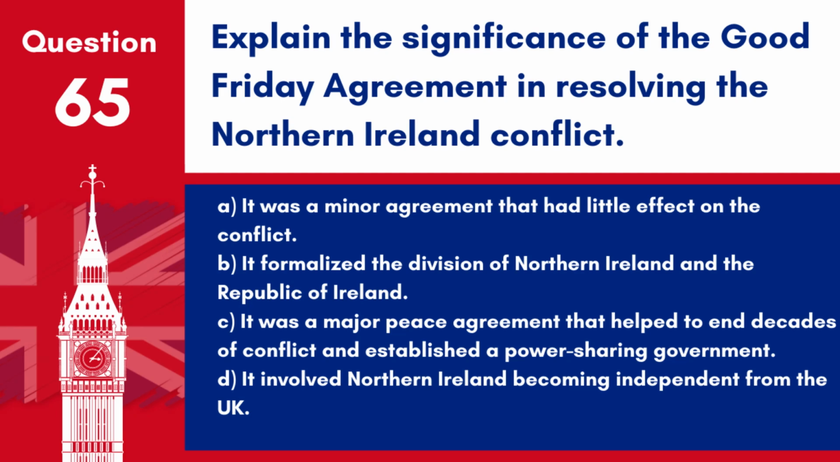A. It was a minor agreement that had little effect on the conflict. B. It formalised the division of Northern Ireland and the Republic of Ireland. C. It was a major peace agreement that helped to end decades of conflict and established a power-sharing government. D. It involved Northern Ireland becoming independent from the UK. Answer: C. It was a major peace agreement that helped to end decades of conflict and established a power-sharing government.